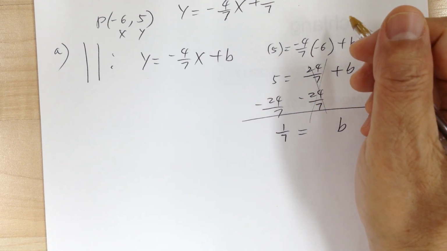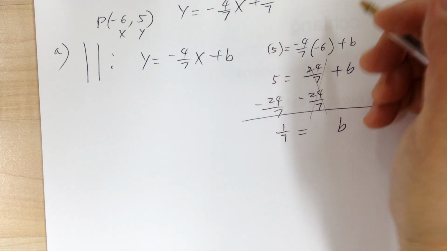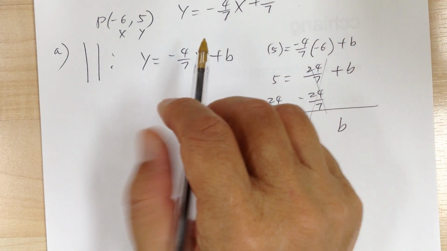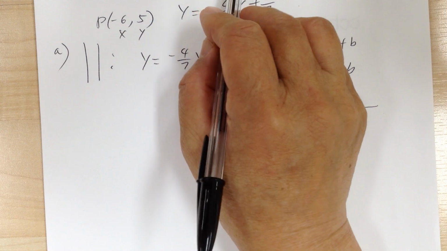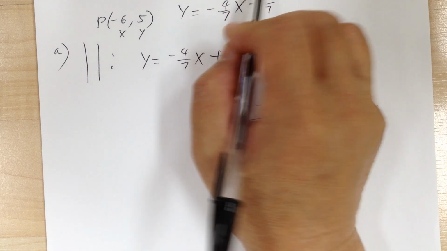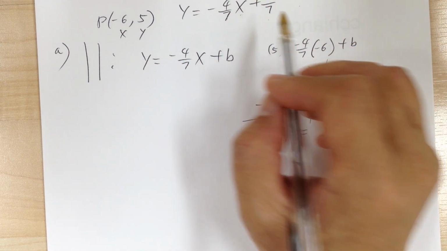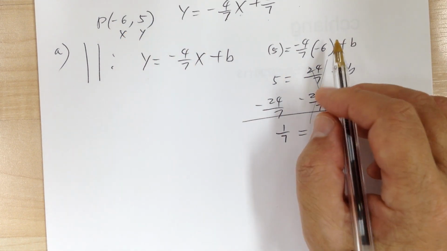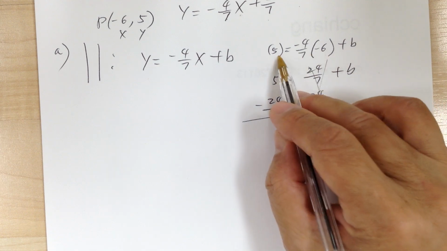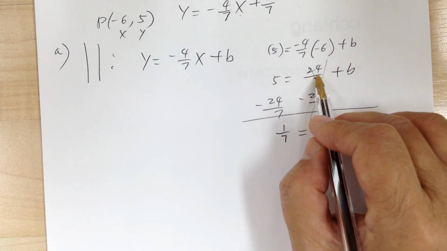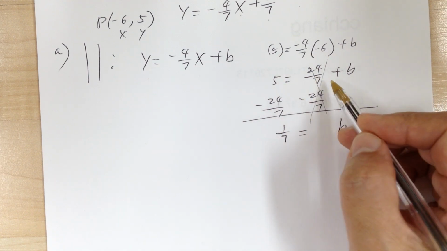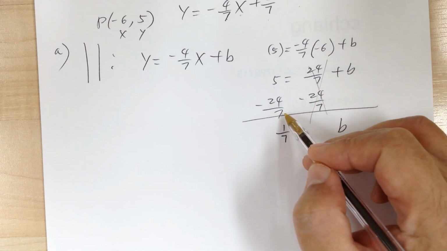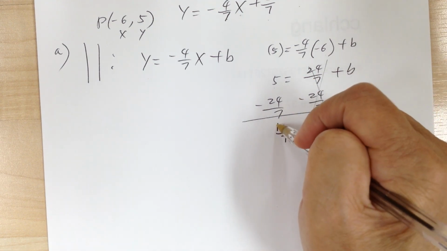Let me double check something very quick. Make sure I copied the problem correctly. Okay, and then you need to go to -6, 5, 24 over 7. So minus, this is 11.